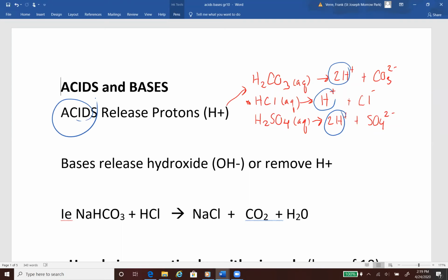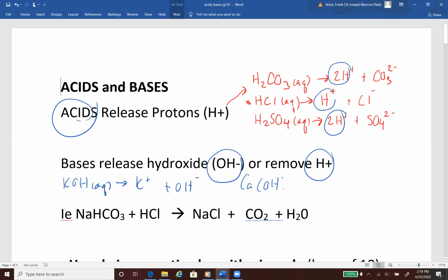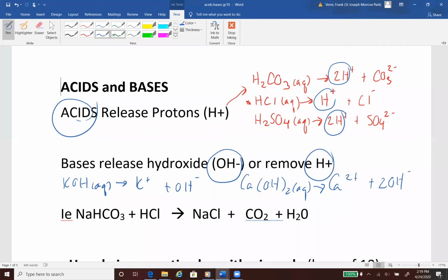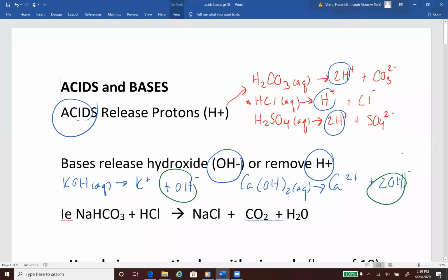Bases, on the other hand, are things that either remove protons or release hydroxide. Now, all the examples that we've done so far are things that have hydroxide in them. All the bases have hydroxide, right? So for instance, potassium hydroxide, if you put that in water, it splits into potassium and hydroxide. So there you see it's releasing the hydroxide. If we put calcium hydroxide in water, that little aq symbol, then the calcium releases hydroxide also, but it releases 2 of them, okay? So there's a huge difference right there between bases and acids in terms of what they release.